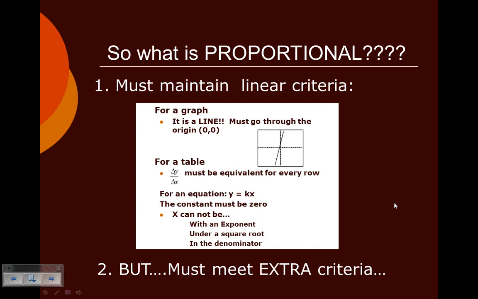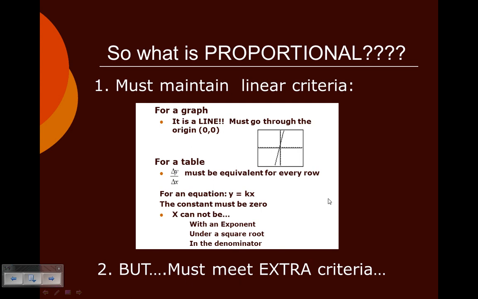Okay, so what is proportional? It must maintain linear criteria. What does that mean? For a graph, it has to be a line, and it must go through 0, 0. On a table, delta y over delta x must be equivalent. Equivalent means equal to for every row. For an example, y equals kx, the constant must be 0. X cannot be with an exponent, under a square root, or in the denominator, but must meet extra criteria.